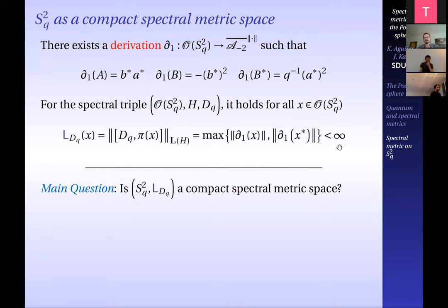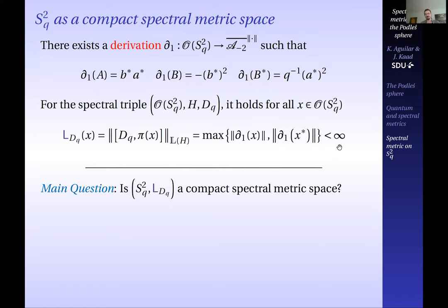is this a compact spectral metric space? Okay, meaning does that give you a quantum metric space? In particular, does the associated Monge-Kantorovich metric metrize the weak-star topology on the state space? Okay, so how do we even approach this?